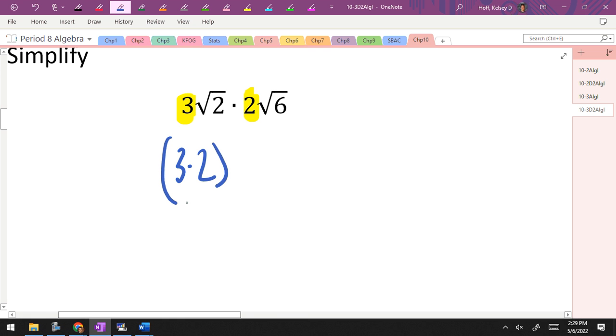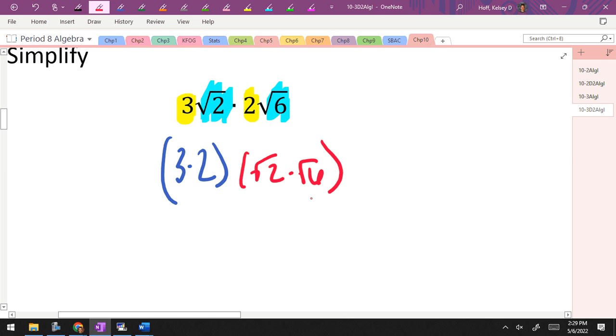So we've got our 3 times 2 out front. I'm going to take square root 2 times square root of 6. And what is 2 times 6? 12. So I'm going to have 6 square root of 12 here. You are not done yet unless you have simplified that square root of 12 all the way down.